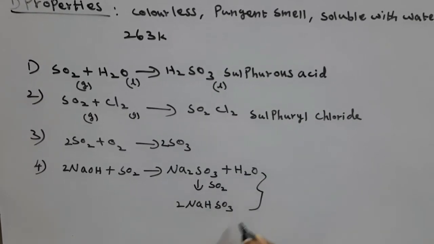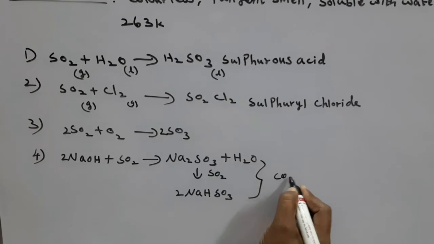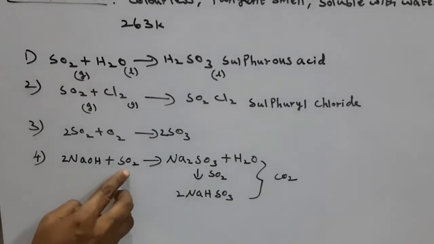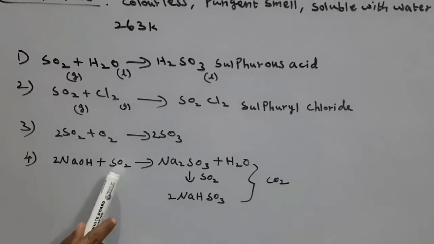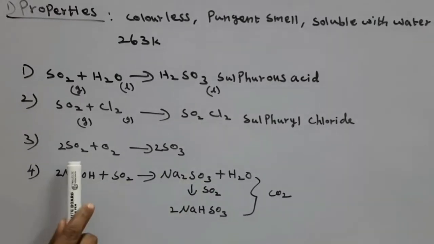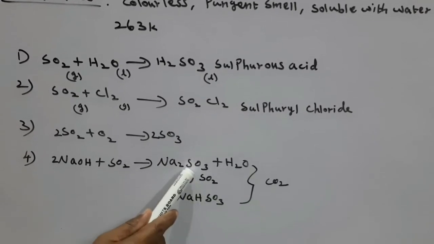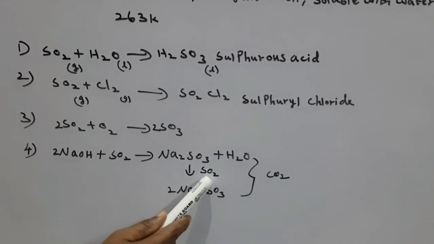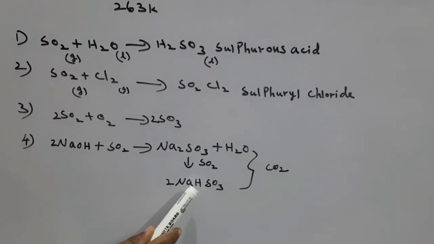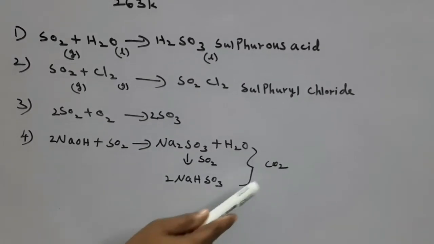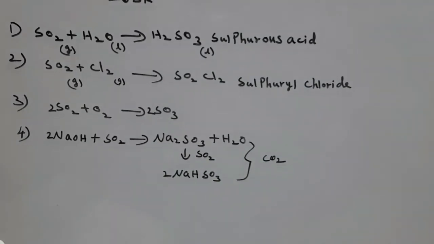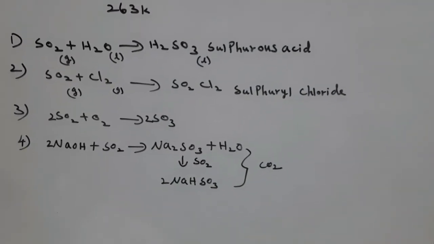This reaction resembles the reactions of carbon dioxide gas. If CO2 gas is present instead of SO2, CO2 reacts with alkali to produce Na2CO3 plus H2O, and when excess CO2 gas is added, 2NaHCO3, sodium hydrogen carbonate, is produced. So this reaction shows the resemblance with carbon dioxide. This is for the reactions of sulfur dioxide with alkali.